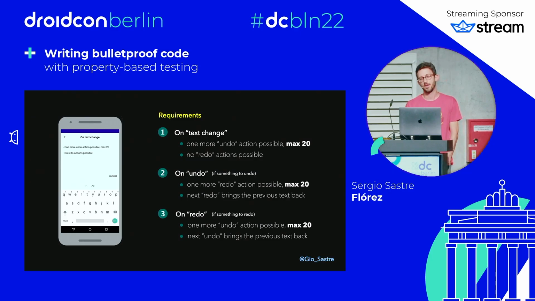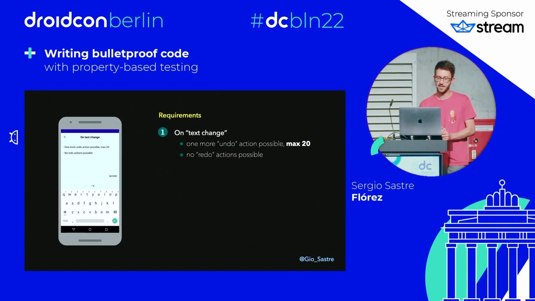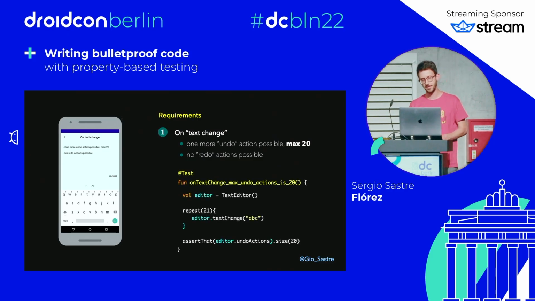So let's take a look at how the corresponding test for this text change requirement would look like. Yeah, so we go to our own text change test that would look something like this. Our example-based test would look something like this. So we cannot undo more than 20 times, because what we are actually checking here is that if we change the text 21 times, you can undo only 20 times.